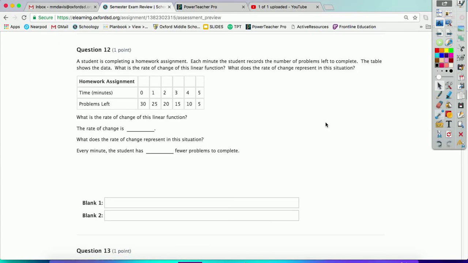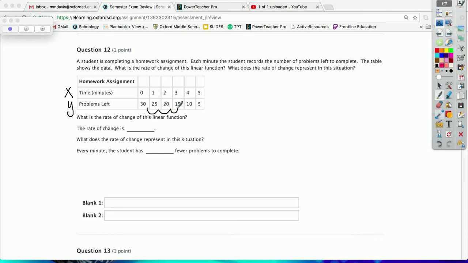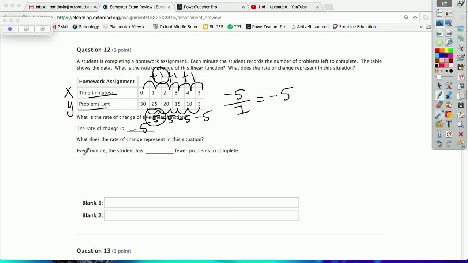Number 12, you are looking at the rate of change. So remember, when a table is sideways, it is x over y like this. Rate of change comes from change in y, and we're going to divide it by the change in the x terms. On y, it's going down 5 consistently every time. On x, it's going up 1 every time. So negative 5 over 1 gives us a rate of change or slope of negative 5. That means it's going down 5 problems every 1 minute. So every minute the student has 5 fewer problems to complete.